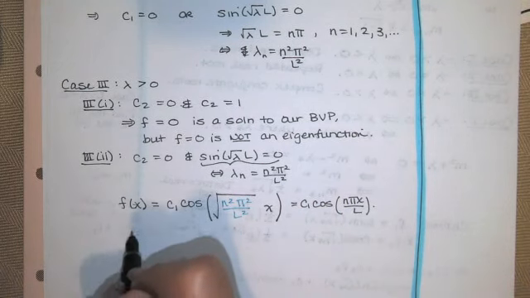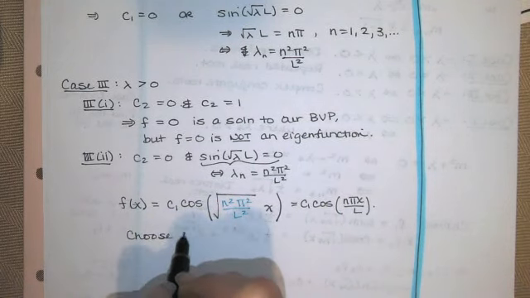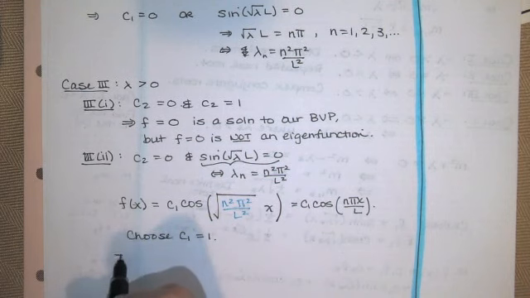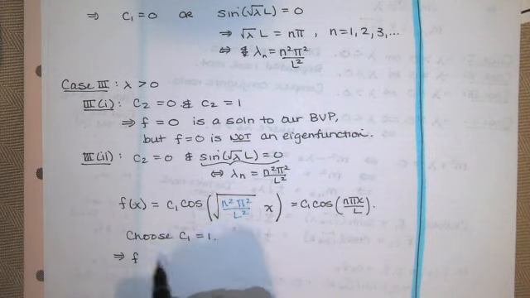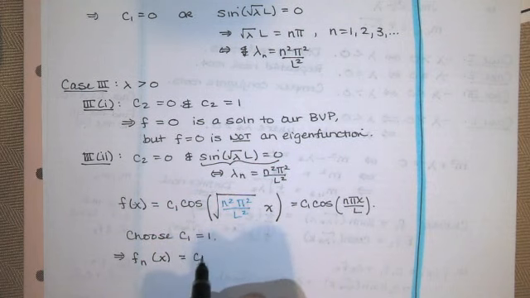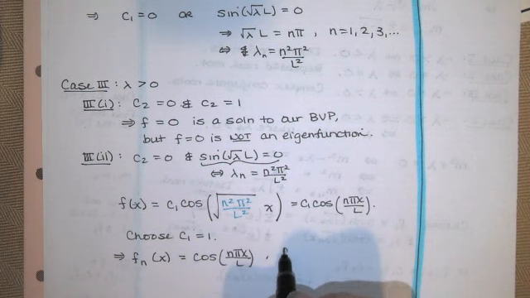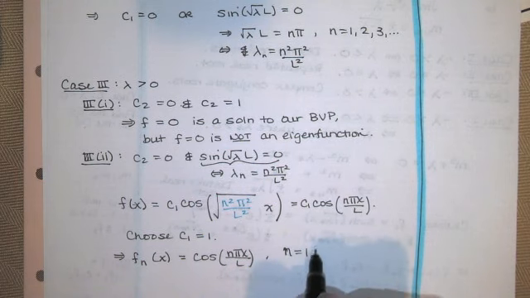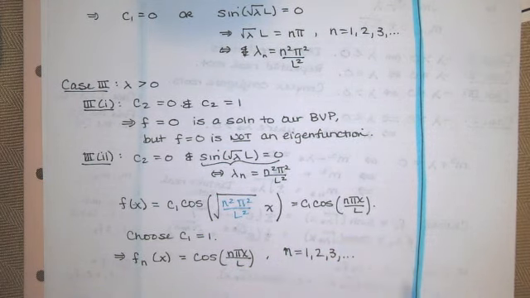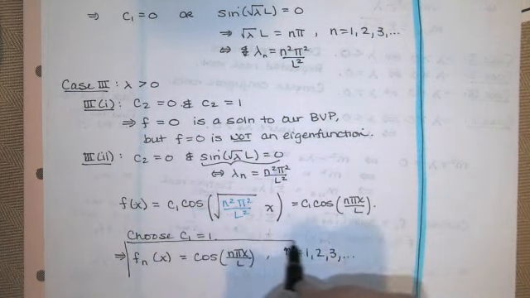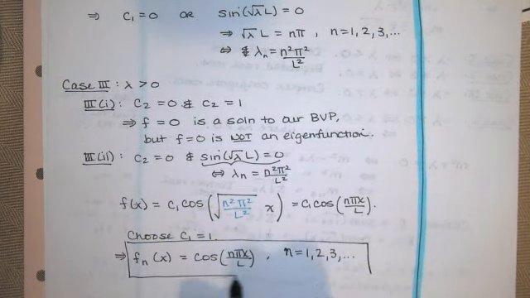Now we'll choose for that constant to be equal to 1. And then we have this, f sub n of x is equal to cosine of n pi x over L for n equals 1, 2, 3, and so on. So these are eigenfunctions for our periodic Sturm-Liouville problem.